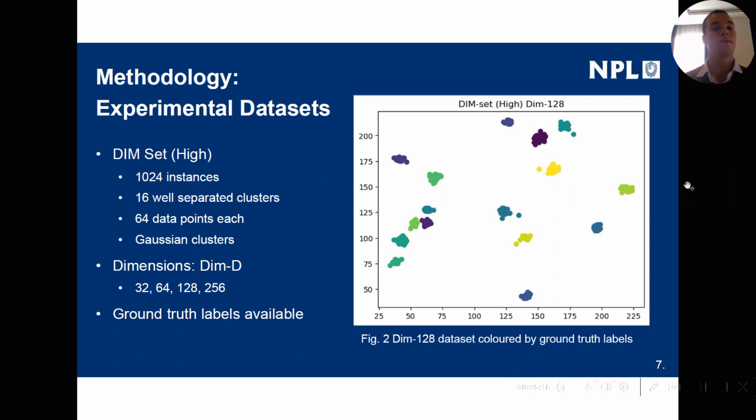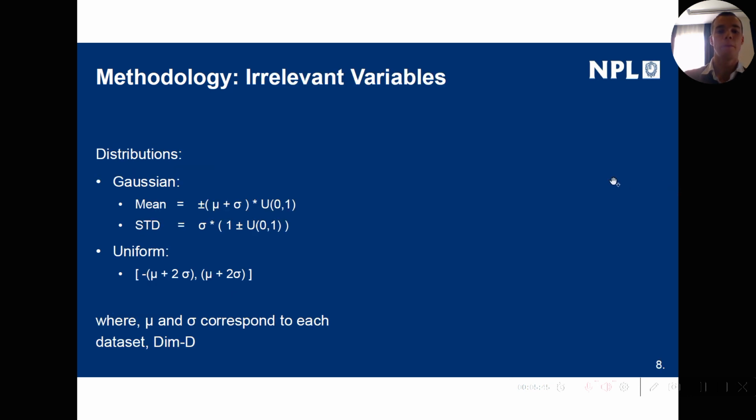So we've used 4 different synthetic data sets for our experiments. So these all have 1,024 instances and are comprised of 16 well-separated clusters, which are Gaussian clusters made up of 64 points. They're all equal sizes. And we have a range of dimensions from 32 dimensions or features to 256. And this data set also has the ground truth labels available, which means that we can use the ARI and NMI clustering metrics.